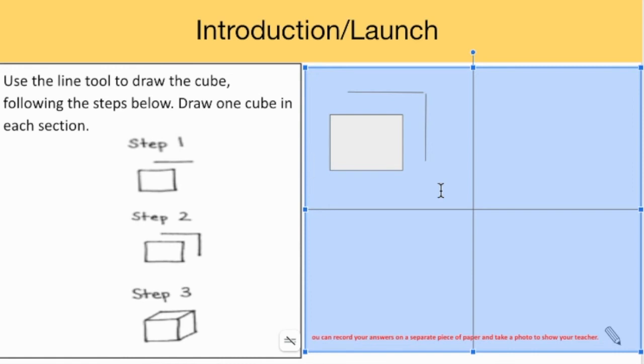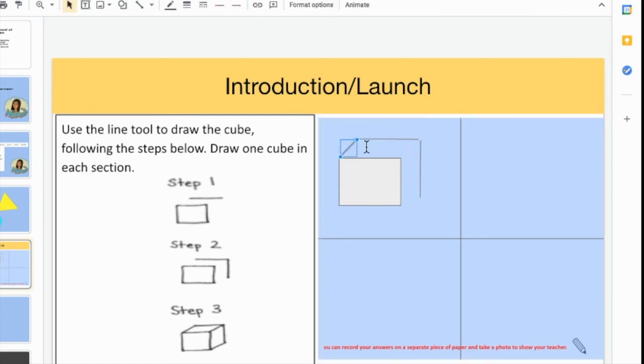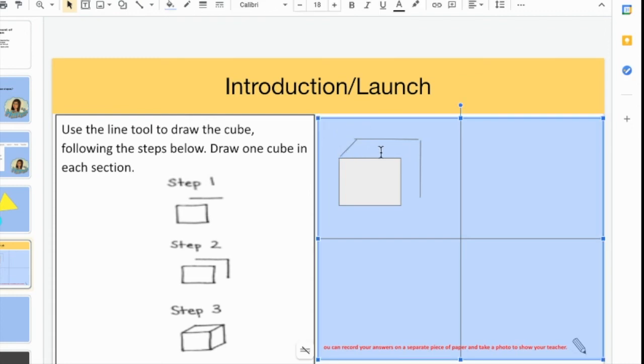And then step three is to connect. I see they drew 1, 2, 3 lines, connecting the front square and the back lines that we just drew. This will make it look more like a cube. So again, I'm going to click on the line icon. I'm going to connect these lines. See what that looks like.